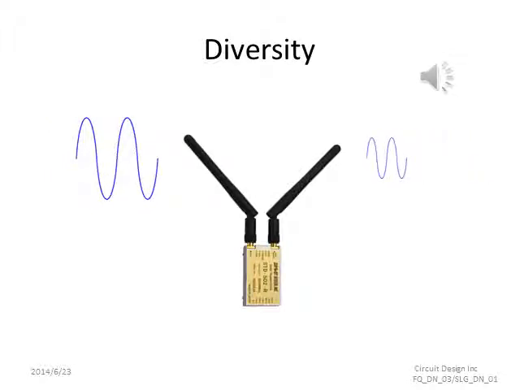The STD-502 features a diversity function using two antennas, which allows the STD-502 to detect which signal is stronger at which antenna and select the appropriate signal.